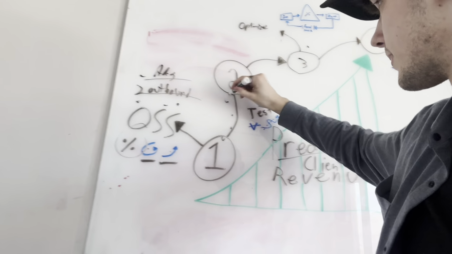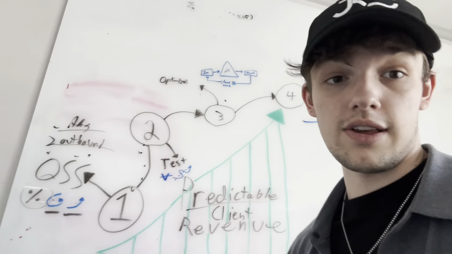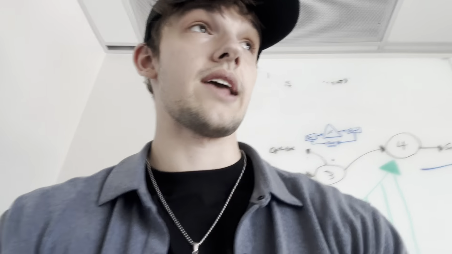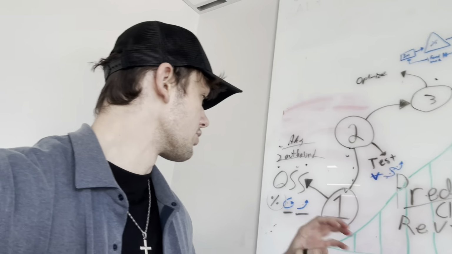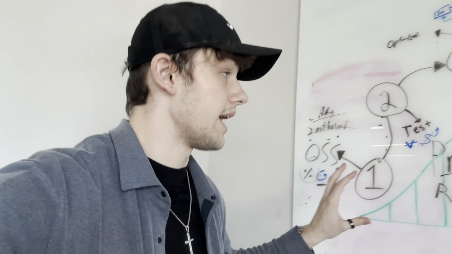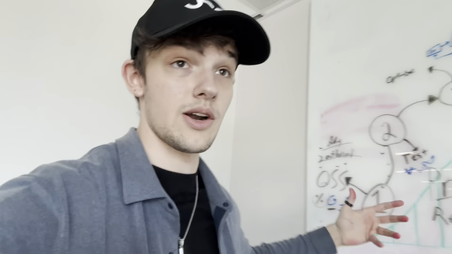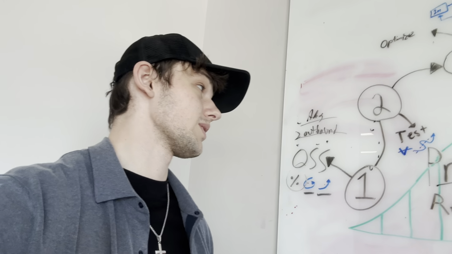So we're going to go all the way up here to step 2, which is testing. This is where we're going to establish predictability. What a lot of people do is they test their outreach or they test their ads, and they don't put enough volume into it. They think it doesn't work, but they don't really know.